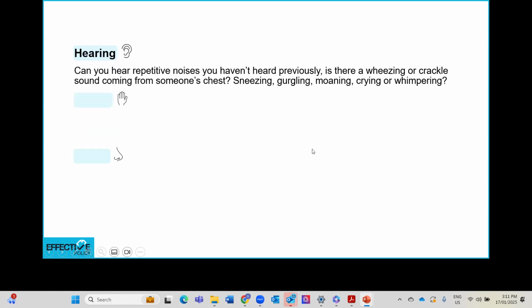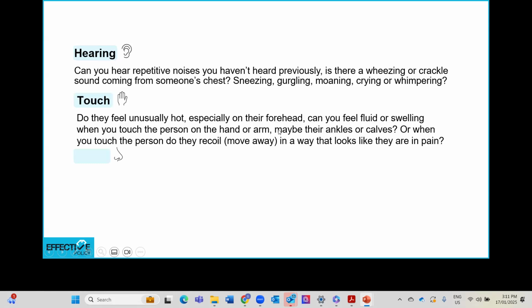The hearing. Sometimes you can hear repetitive noises that you haven't heard previously. These can be things like teaching your support workers to look for wheezing or crackling sounds from someone's chest, the sneezing, the gurgling for swallowing, moaning, crying, or whimpering when people are in pain and they just can't speak about it. We get to touch.